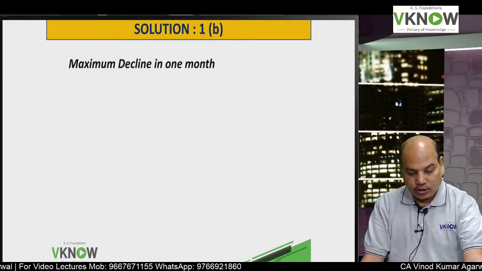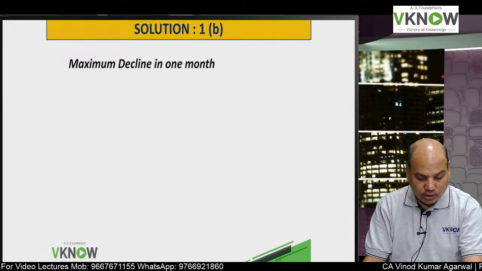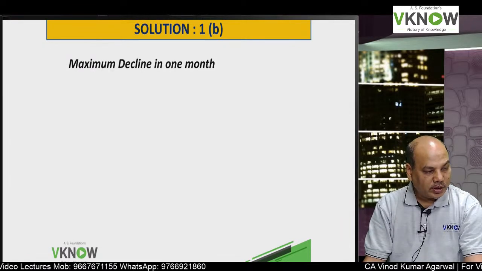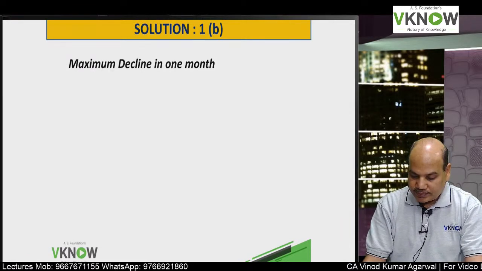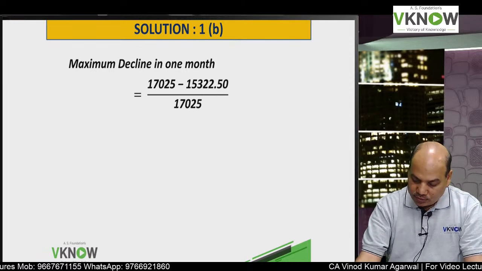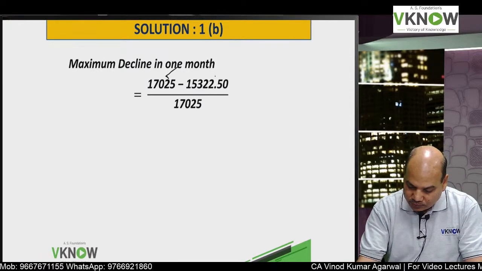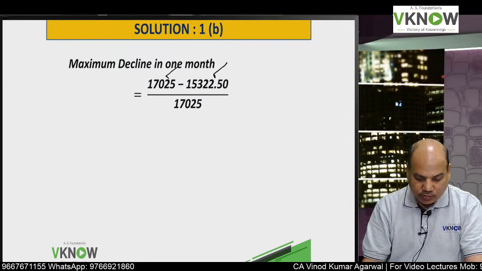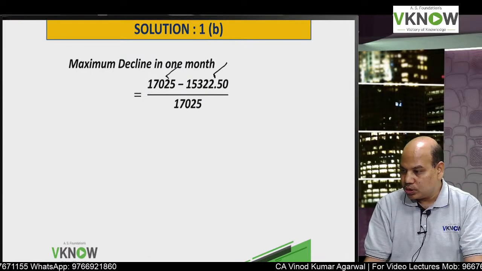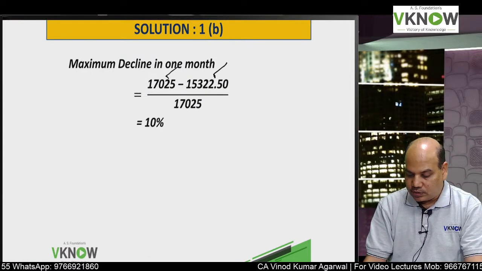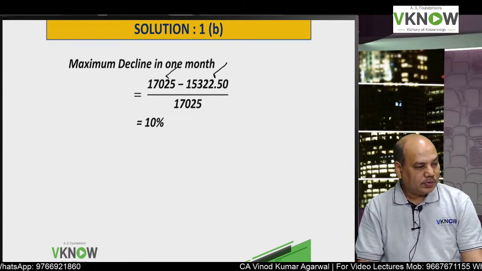So let us write down. First we'll find out what is the maximum decline in 1 month. Maximum decline in 1 month is the difference between spot Nifty and how much Nifty can decline to after 1 month, divided by 17025. So that gives me 10%.